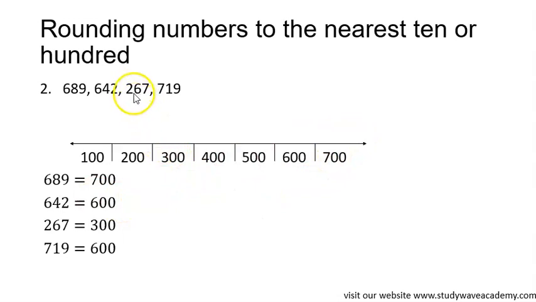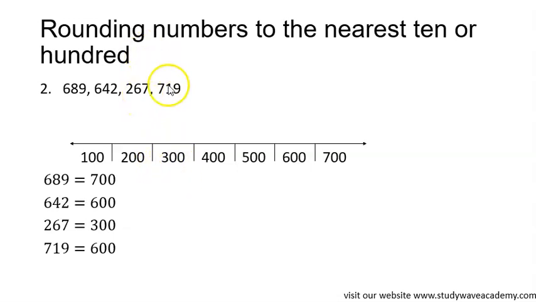The next number, 267. 267 is placed between 200 and 300. And it should be placed after the 5 mark, right? Because it's more than the 5 mark, which is 250. So 267 is placed here. So we round it up to the nearest 100, which is 300.